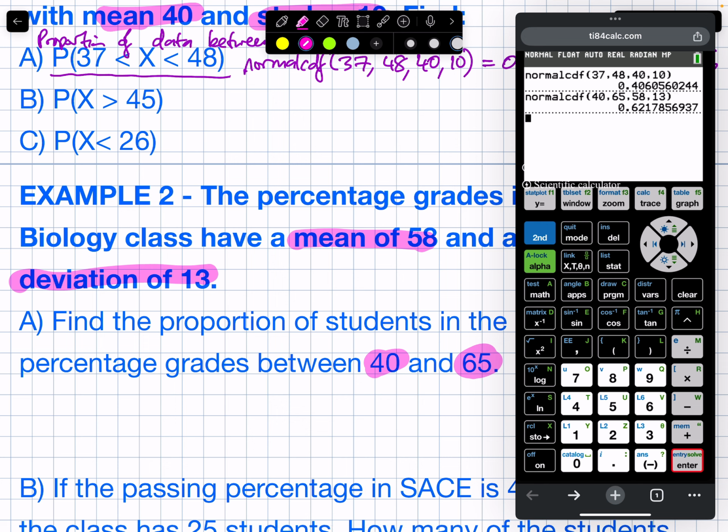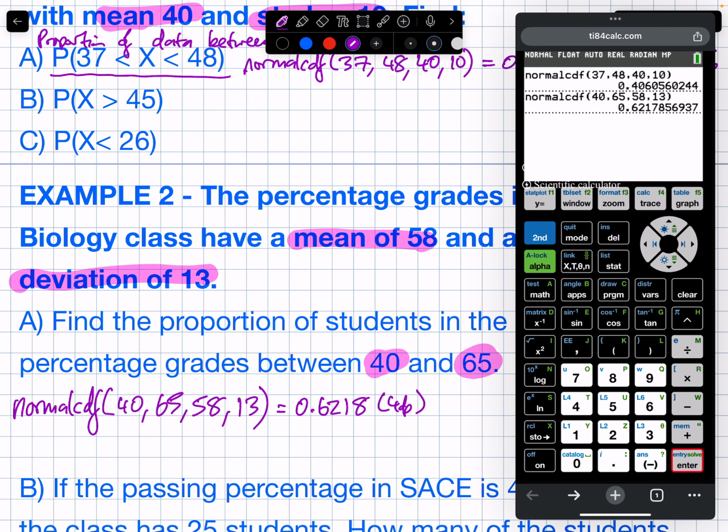You write normal CDF. 40 is the lower, 65 was the upper. The mean that I put in was 58. Standard deviation was 13. The order of what you write matters. That tells me 0.6218 to 4 dp.